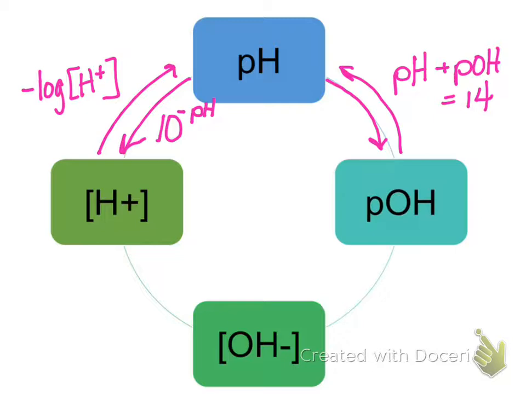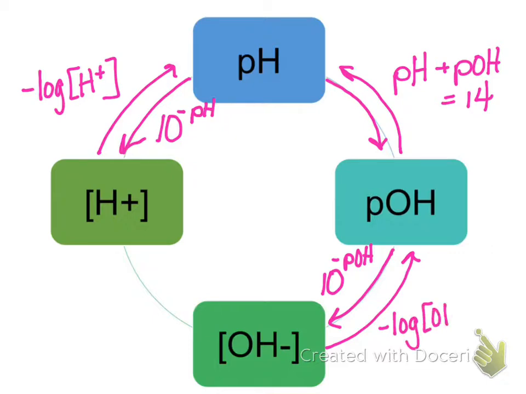Okay? And we see a similar relationship between pOH and concentration of hydrogen, right? So if you have pOH, getting the concentration of hydrogen is kind of like that backwards one. We take 10 to the negative pOH. And now if you have concentration of hydroxide, it should be very easy to get the pOH. You take the negative log of your concentration of hydroxide.